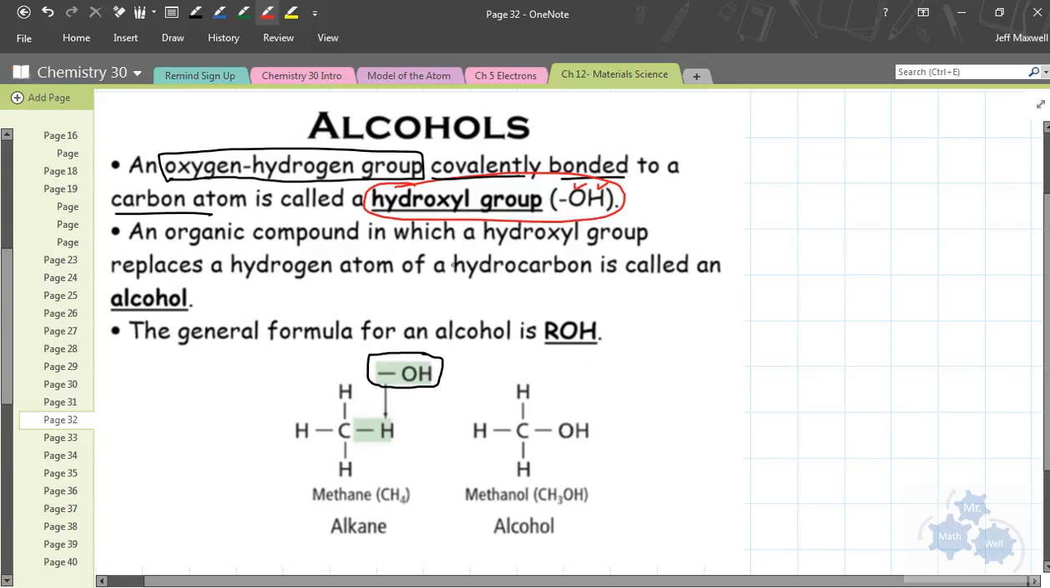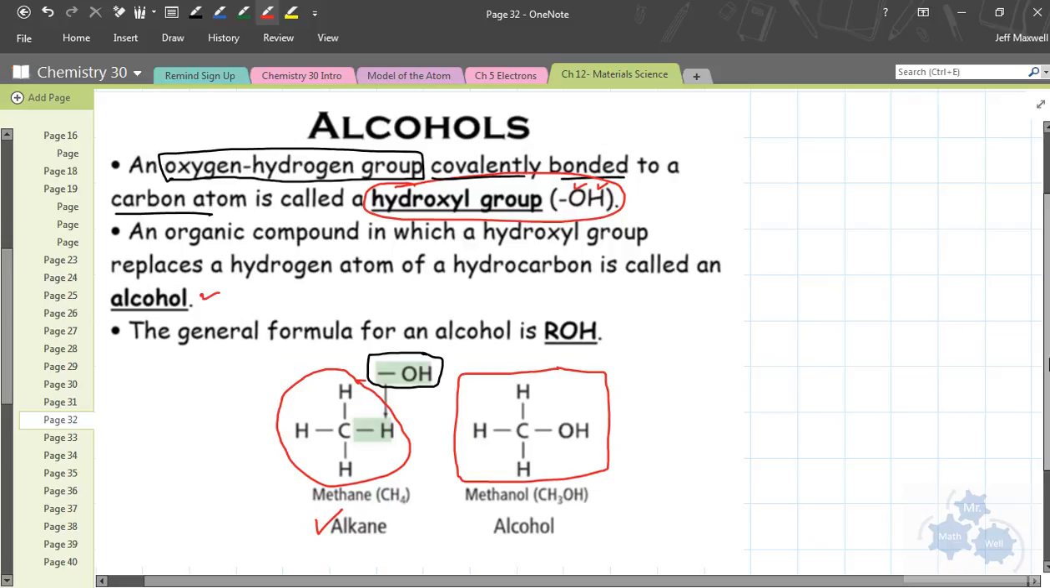An organic compound in which a hydroxyl group replaces a hydrogen atom of a hydrocarbon is called an alcohol. So, as you see here, this is the methane molecule, CH4. This is an alkane, as we know from previous classes. All single bonds, carbon, hydrogen, hydrocarbon. If an alcohol group comes in and replaces one of the hydrogens to form this particular molecule, now it's something different. It is of the category alcohol, because it has a hydroxyl group on it.